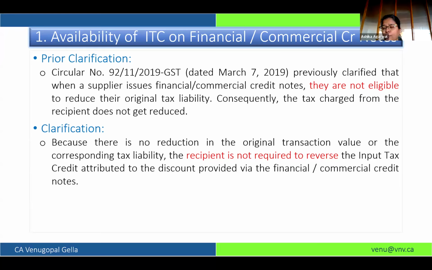First impact is the supplier was not able to reduce their outward tax liability. Second impact was the recipient was being asked to reverse the ITC to the extent of the commercial credit note, because they were saying that it relates to payment not made to the supplier, resulting in denial of ITC. Now they have clarified that based on a financial credit note, input tax credit is not required to be reversed by the recipient, because it will not be regarded as payment not made to the supplier; it's a commercial understanding between supplier and recipient. So over there, they have clarified not to reverse the ITC.